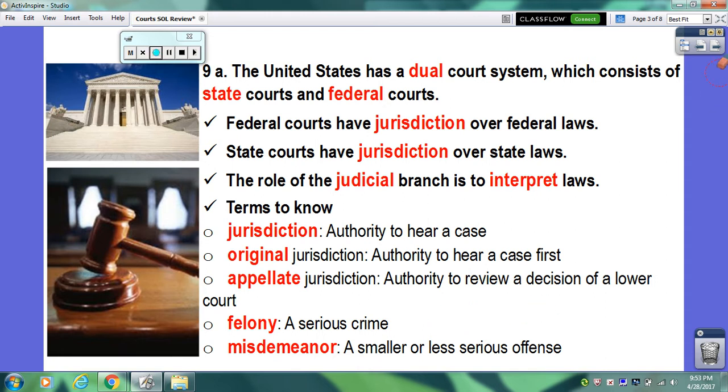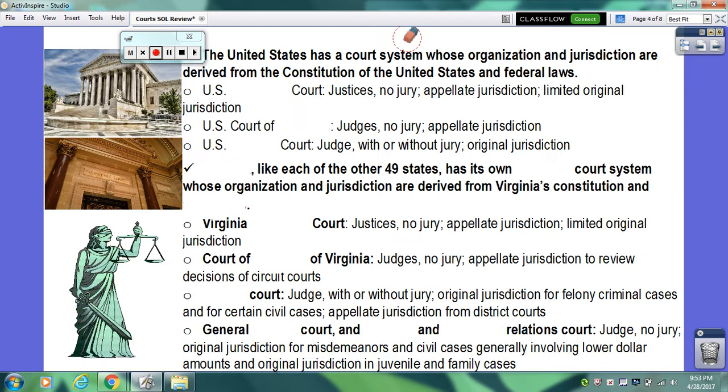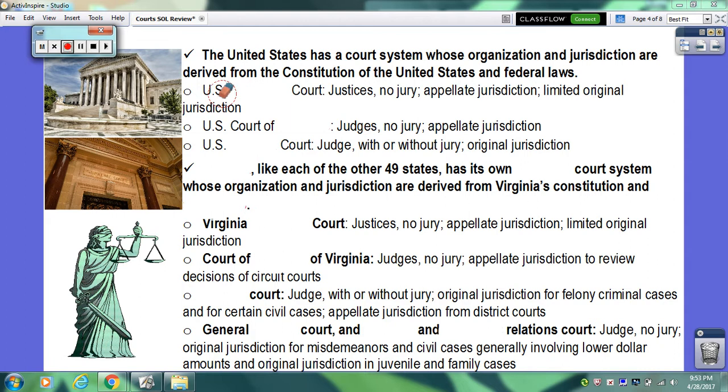So now we're going to move on to our second point. The United States has a court system whose organization and jurisdiction are derived from the Constitution. So there are a number of different courts here, and the first one I'd like you to make note of here is the Supreme Court. So this is the highest level of court in the land, and as it says here, there are justices, of which there are 9 justices. There's no jury, they have appellate jurisdiction, and they have limited original jurisdiction.